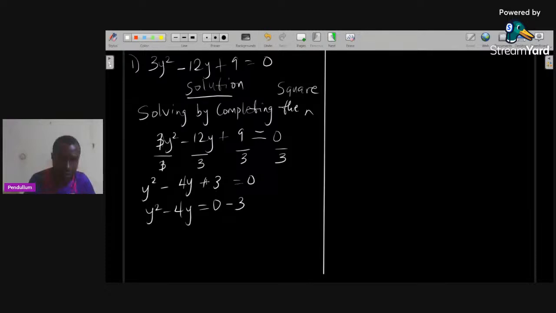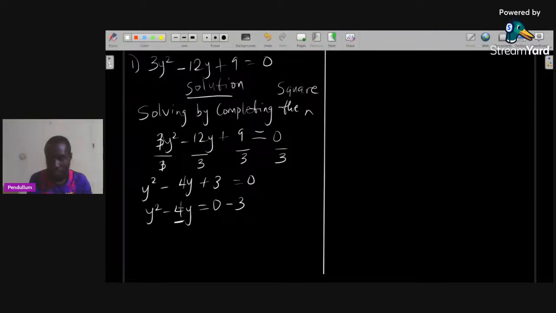Now, if you're using the completing the square method, this is the point where it's crucial. Please listen very well. You take the coefficient of b, which is this, you divide it by 2, you square your answer, and then add it to both sides of the equation.